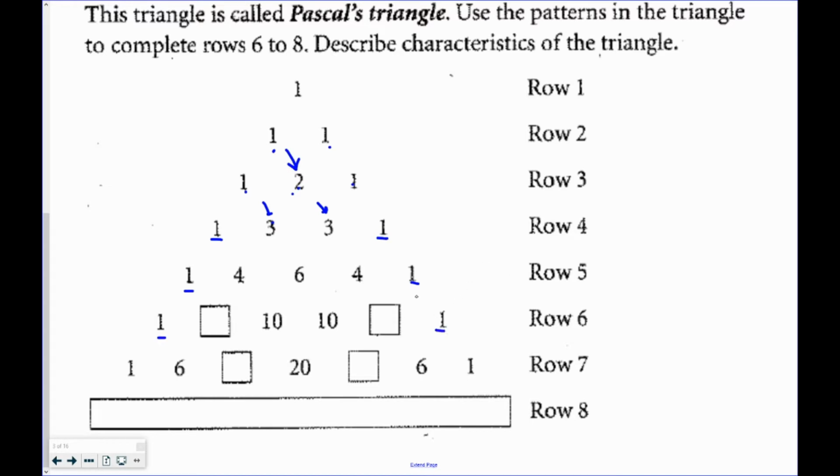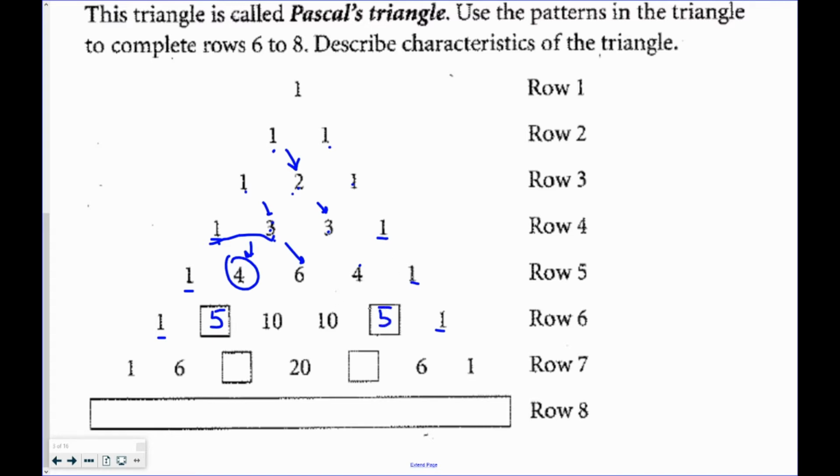So if you're in row 5, you're looking back at row 4, and in order to get this number, you go this term plus this term. That gives you the 4. And then this term plus this term gives you the 6, and then 3 plus 1 gives you 4. So if we were figuring out this one, again, we have 1s on either side, and then this term plus this term would give you this term here, so that's 5. And then 4 plus 6 is 10, 6 plus 4 is 10, 4 plus 1 is 5.